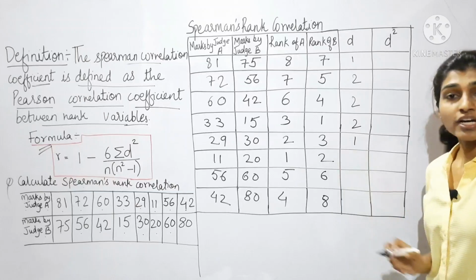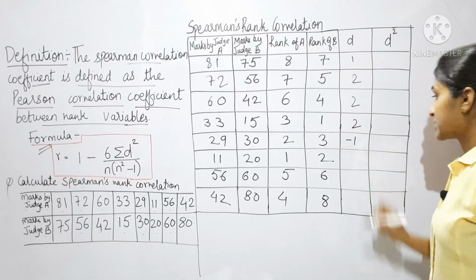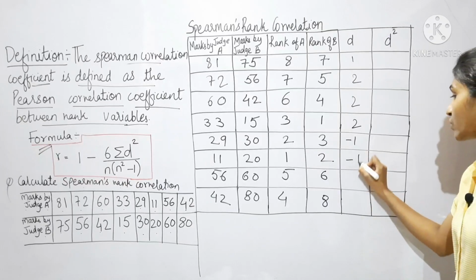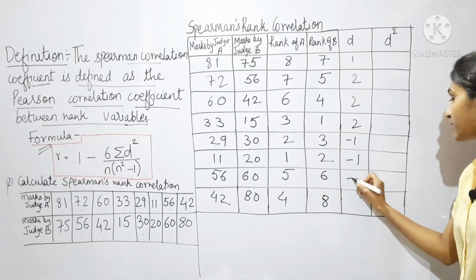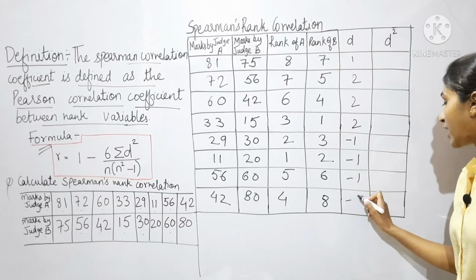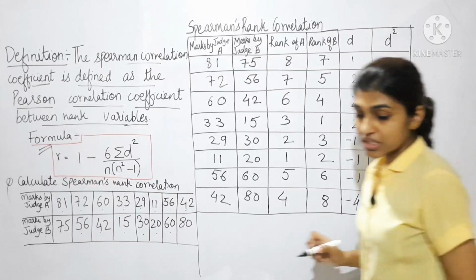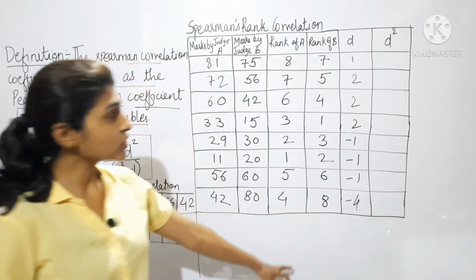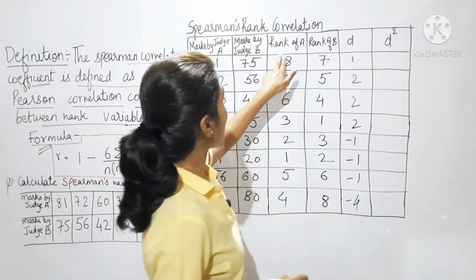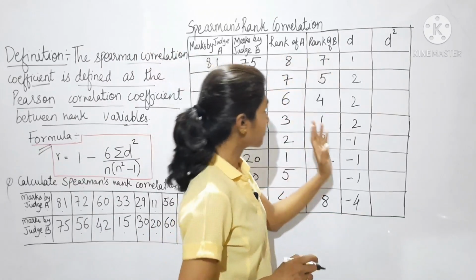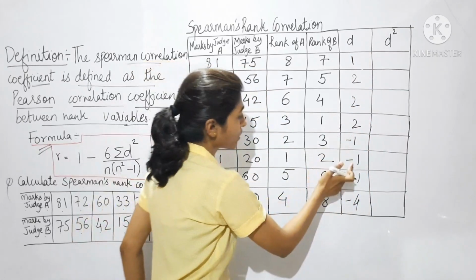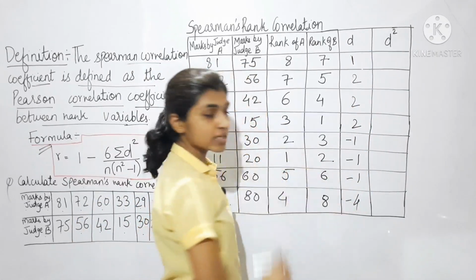Now the sign of the greater number is minus. So minus 1. 1 minus 2, minus 1. 5 minus 6, minus 1. 4 minus 8, minus 4. Okay, so these are the differences which I have got between rank A and rank B: 1, 2, 2, 2, minus 1, minus 1, minus 1, minus 4.